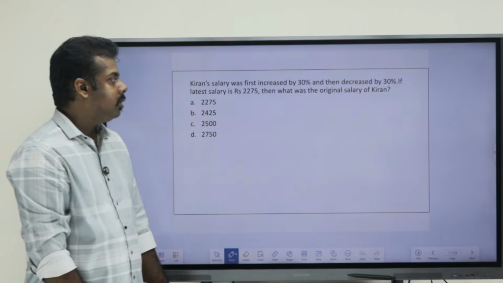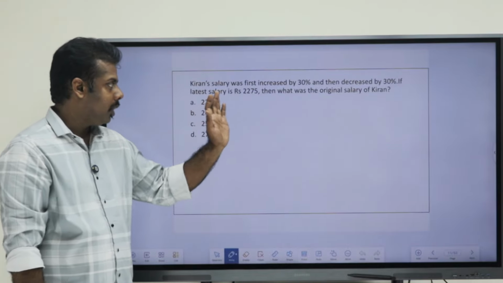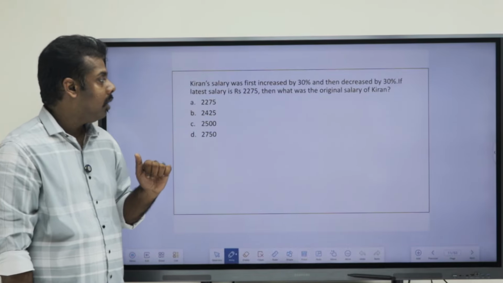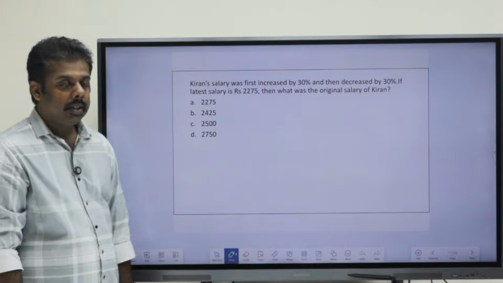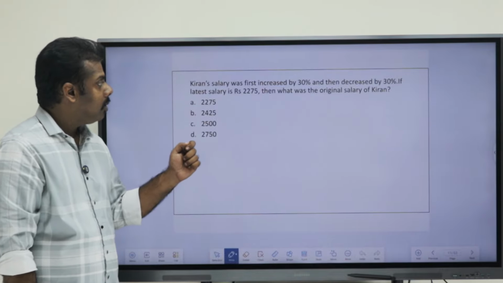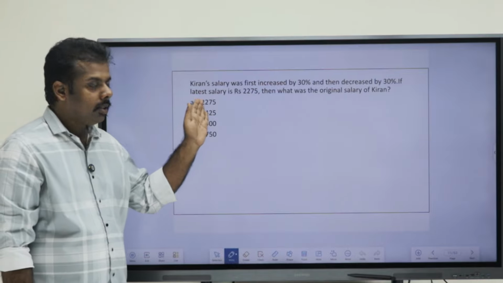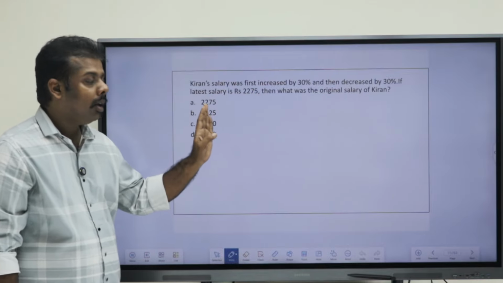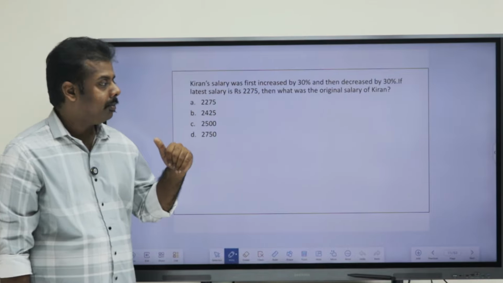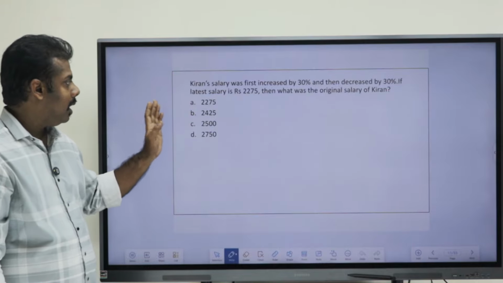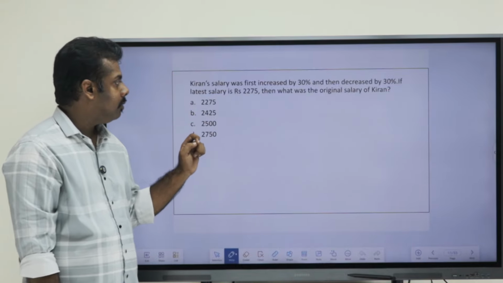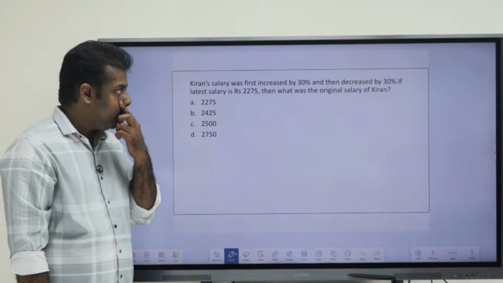So, this is also an important concept. We can just read the question and discuss the concept here. They have said that Kiran's salary was first increased by 30%. So, first his salary has increased by 30%, then it has decreased by 30. Now, if his latest salary is 2275, then what was the original salary of Kiran?